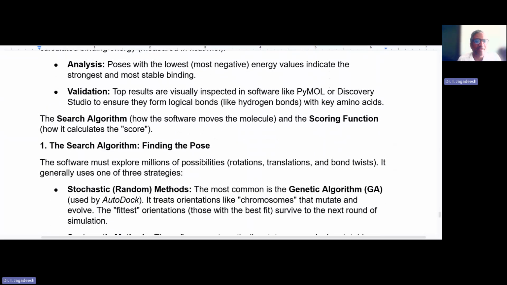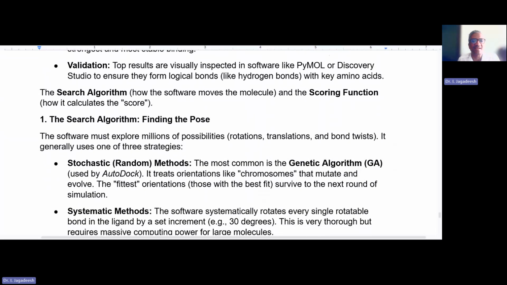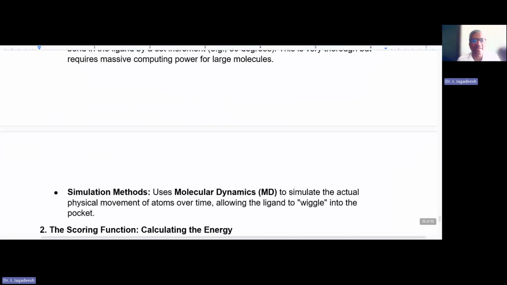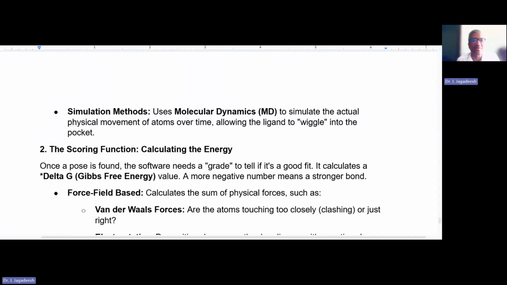The search algorithm, how the software moves the molecule and scores the function, needs to be seen in order to find the steric effect and make the moiety fit in molecular dynamic situations. Here we have systematic methods and stochastic methods. So here we find the best pose that fits, which gives the highest probability that it will work as a drug.